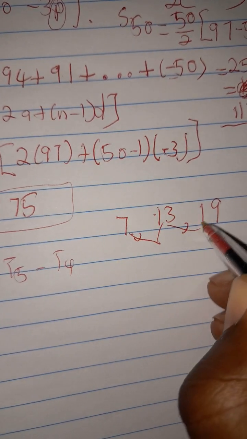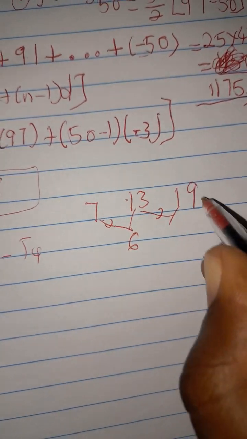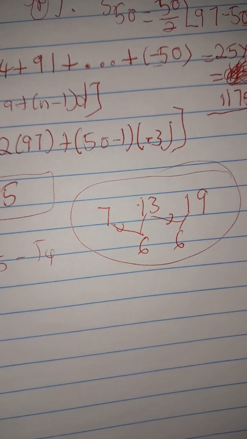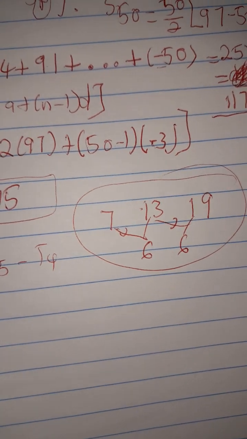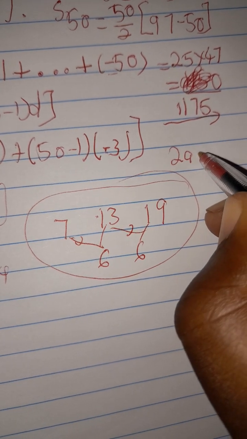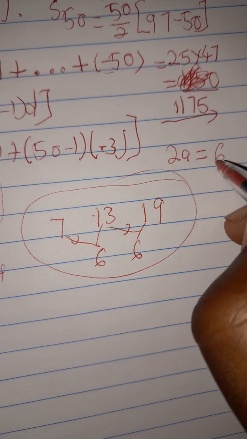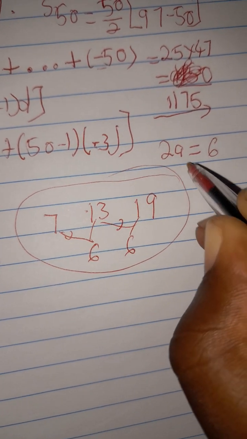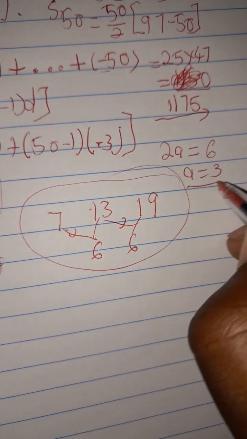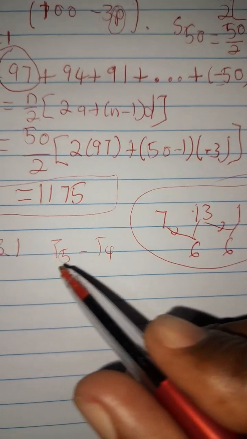So let's check the differences here. If I say 13 minus 7, what is that? I get 6. And 19 minus 13, that's 6. So we could see that this is the first difference of a quadratic in this case, meaning that when we are supposed to get the A, remember that your 6 will be your second difference. So 2A equals 6. Then to make A the subject, you divide both sides by 2, you get A as 3 in this case.